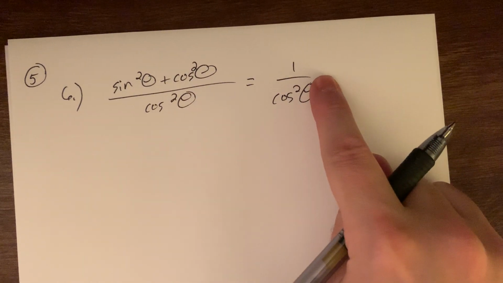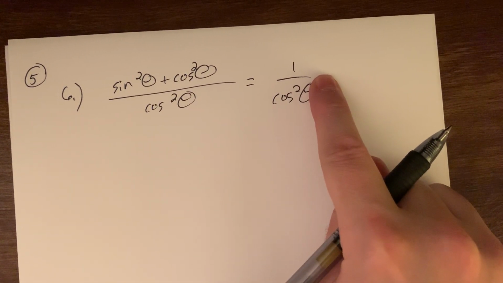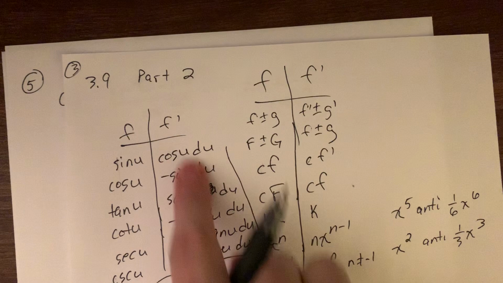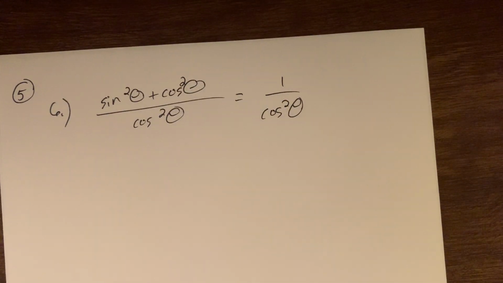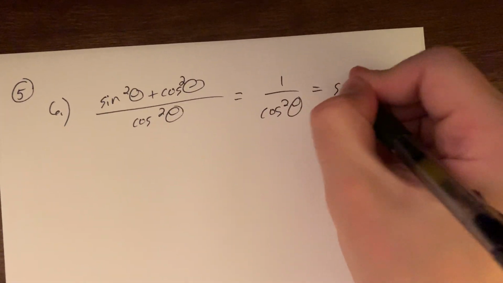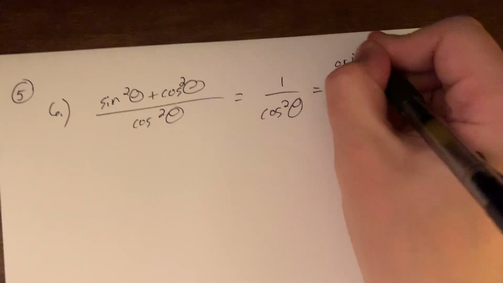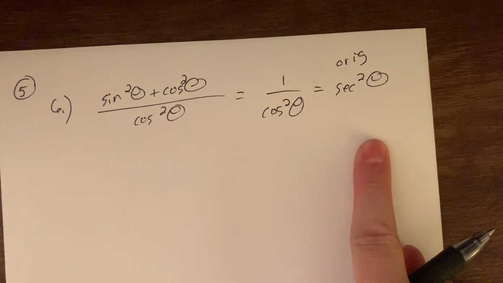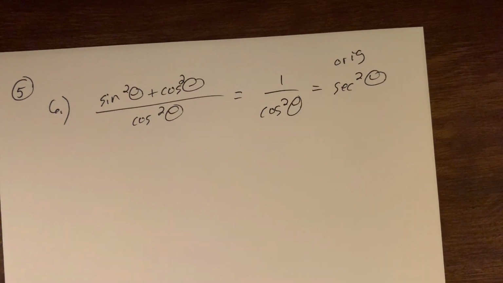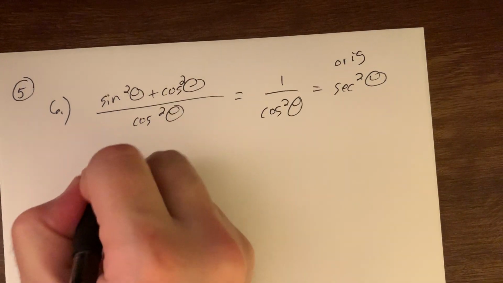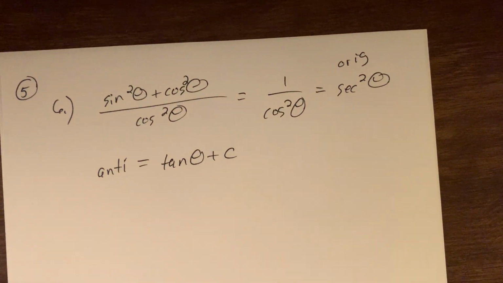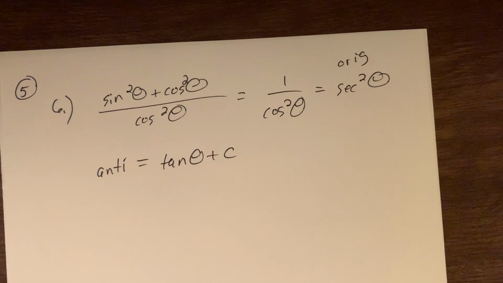So this is my original. I'm not taking an anti yet. I replace that with a clean 1. Is that better? Well, maybe, but maybe not, because I still don't have something on my chart. But if I take that one step further, 1 over cosine squared. Well, 1 over cosine is secant, so 1 over cosine squared is secant squared. Kept rewriting, working until I got something on my chart. And now finally I got something on my chart. All this just became secant squared, and the antiderivative of secant squared is tangent.